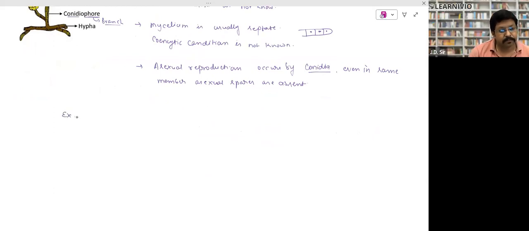Example. There is a fungus whose name is Colletotrichum falcatum, right? I am trying to write it clearly: Colletotrichum falcatum. It causes red rot disease. And Alternaria, I have told you that it causes early blight.